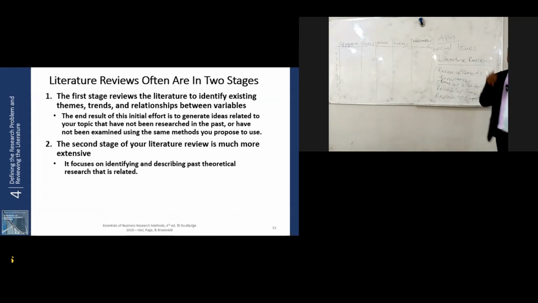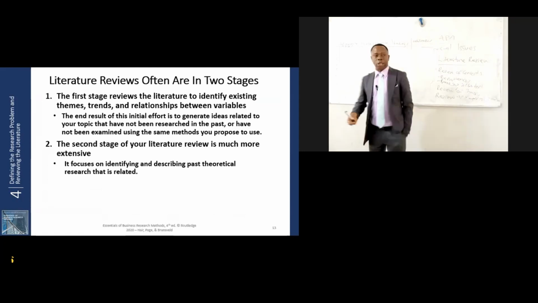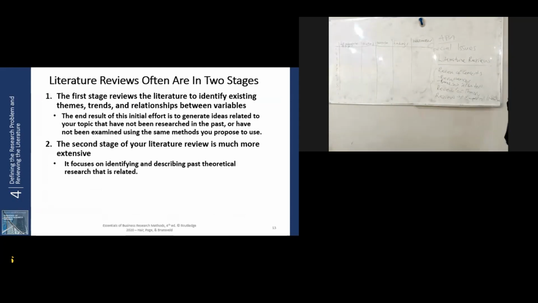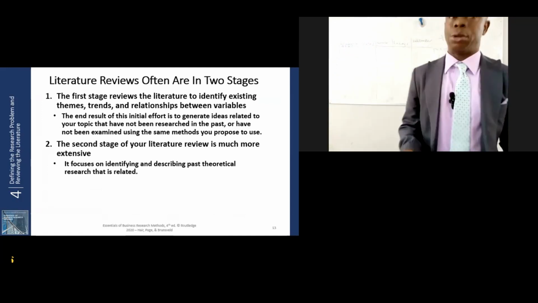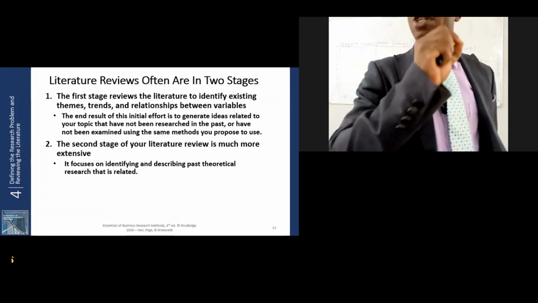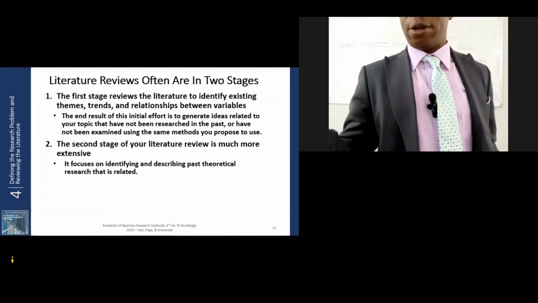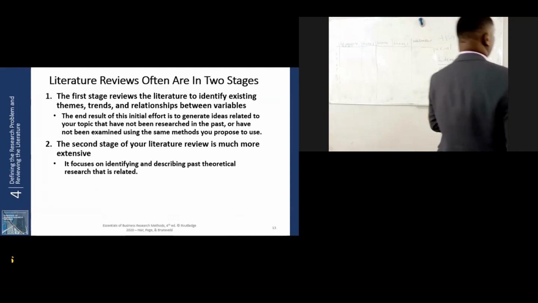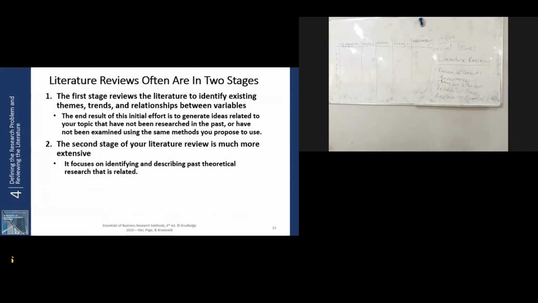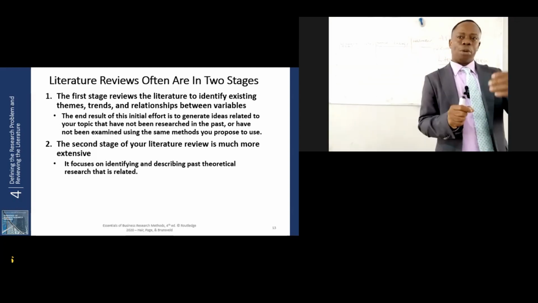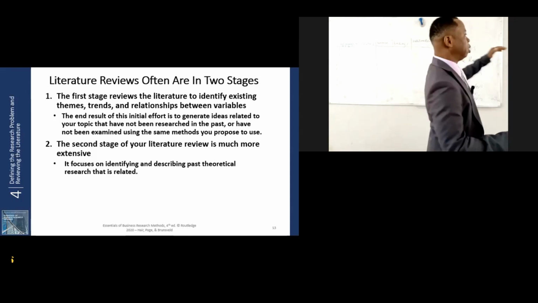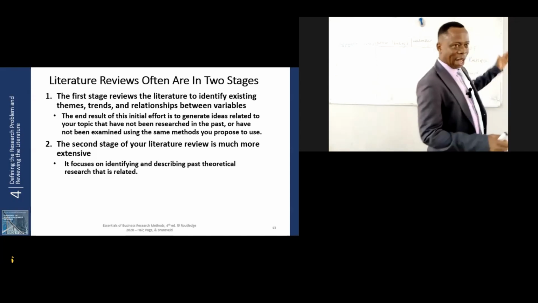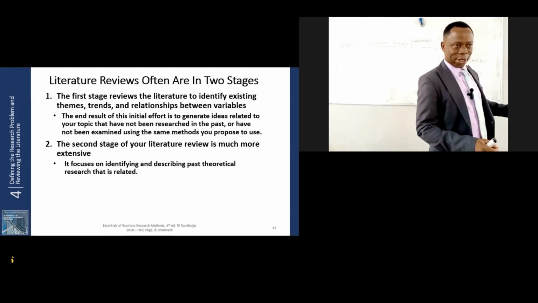Now, you can do literature review in two stages. The first stage will be to identify existing themes. We already talked about keywords and your objectives as forming the subtopics that you review the literature on. So the best way not to deviate from your literature review is to turn your objectives into subtopics. And when you turn them into subtopics, you now segment it into theory, empirics. Okay?